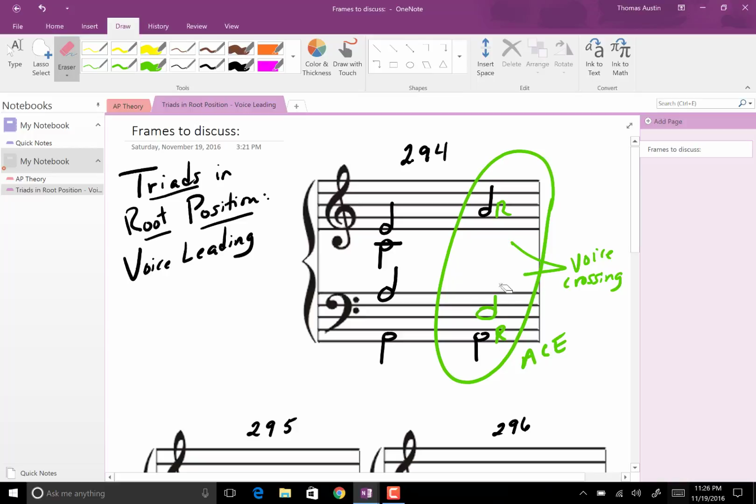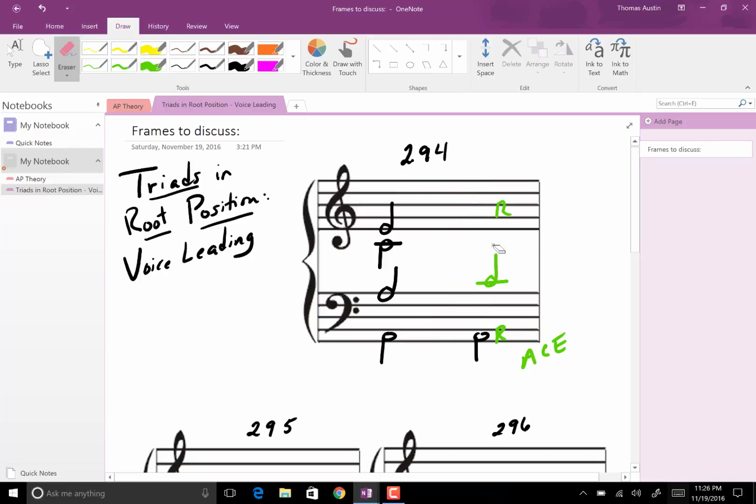So there's one way to do this, and one way only. And that would simply be to have the alto sing the E, which is the fifth, and have the tenor sing the C. Remember, I can have any distance not exceeding 2 octaves between the bass and the tenor. So that was the main issue with frame number 294, number 1.